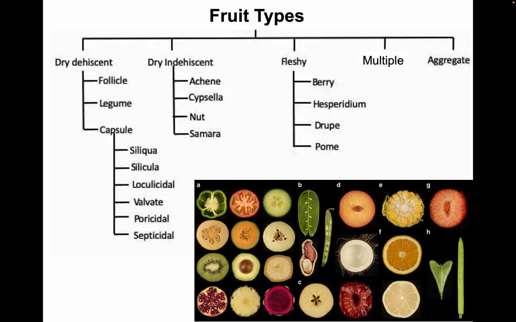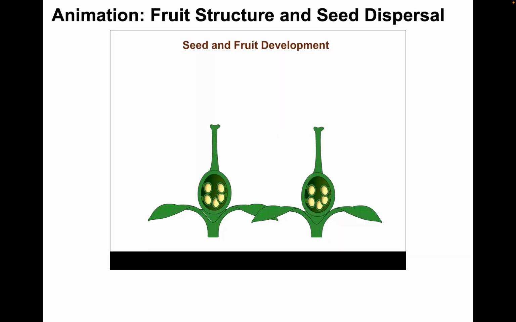Aggregates, same idea, except these are completely separate flowers. Many different flowers, all of which have their own carpels, all of which can get pollinated and fertilized, developing and fusing into one larger fruit. Your classic example of this, like we had in lab, is the pineapple. Each one of those little eyes on the pineapple was a separate flower.